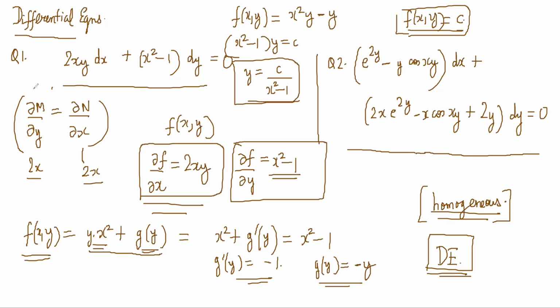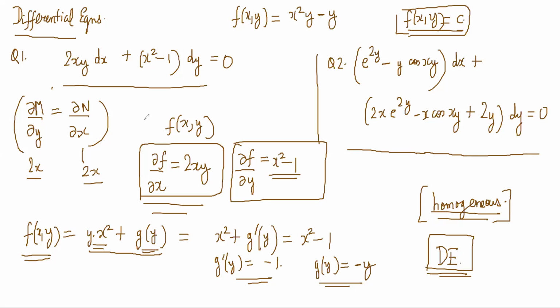Sir, the process in the notes, after proving that it's exact, is that they did the integral of M dx plus the integral of the part of N which doesn't have an x component, dy, and equated that to c. Yeah, so we are also doing the same thing. Just that this is M. Wait 1 second.